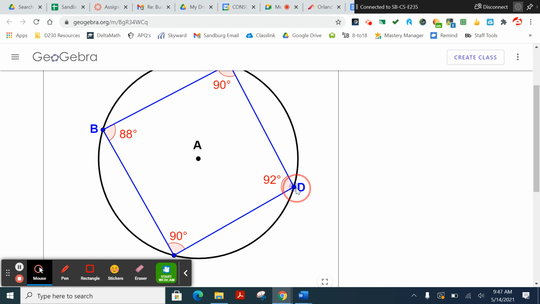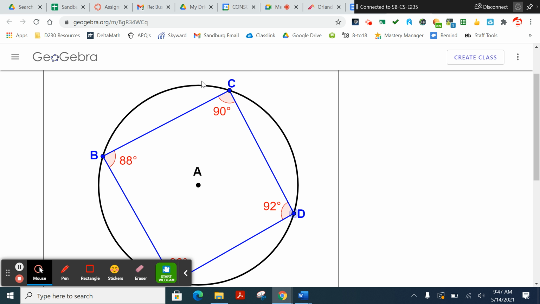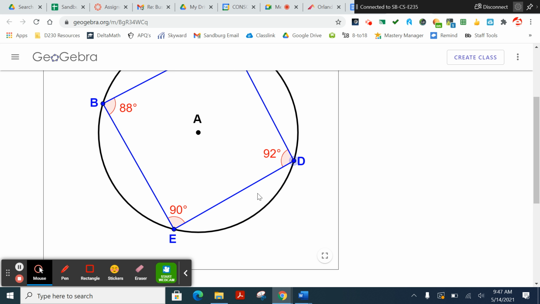So actually let's do that one first. Let's fill that in. So angles B and D are 88 and 92. So go to your table, put in letter B, it's an 88-degree angle. Go to letter D, just filling in your table. I'll do it in a minute, but just so you can see where I'm getting these from. Angle D is 92 degrees. This angle up here is C. That's a 90-degree angle. And then angle E is a 90-degree angle.